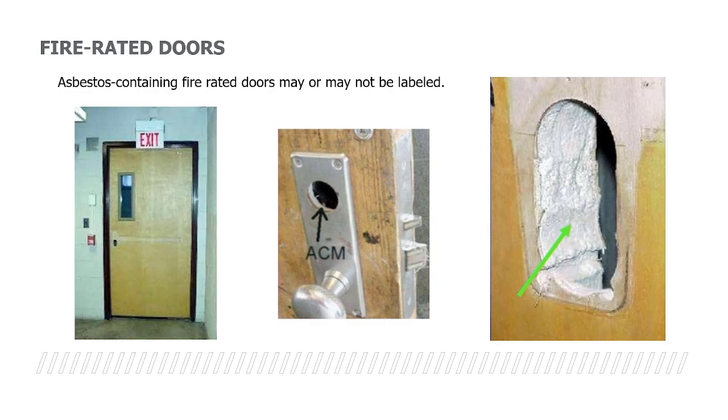So like I said earlier, with fire rated doors, these are going to want to be checked prior to removal or construction. And like it says here, these may or may not be labeled. As you can see in that middle picture, it's pointing to the asbestos containing material. It's the insulation or whatever they're using on the inside that just contains asbestos. So that's why we're going to need to check before we do any kind of disturbing to those doors.